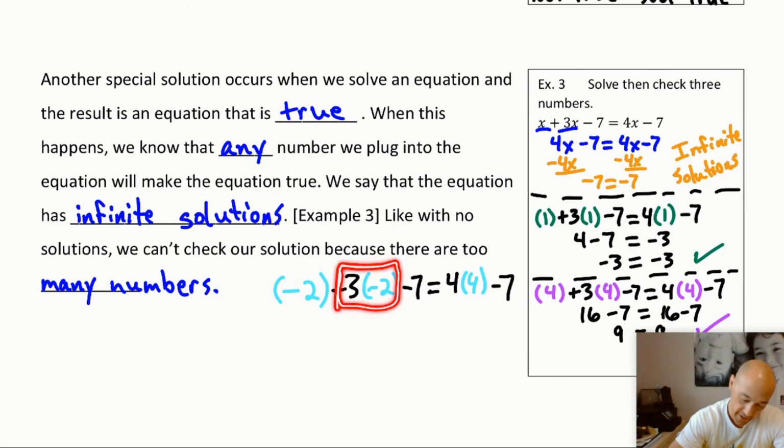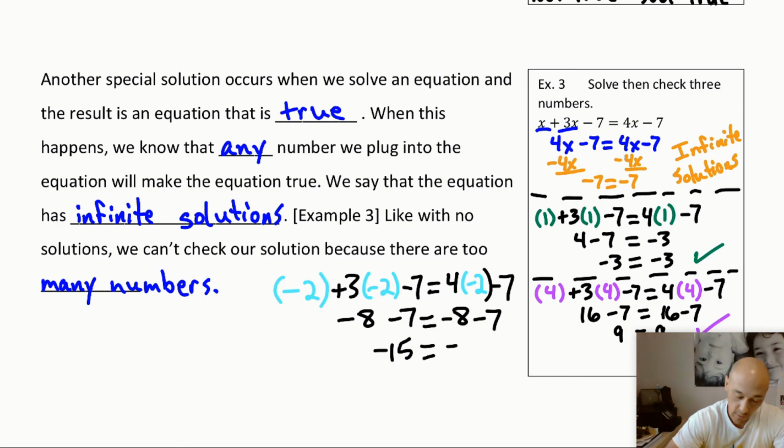This is going to be negative 6 right there. So we have negative 2 minus 6, that's negative 8 minus 7. Oops. Right here, I messed up. I substituted in 4. I should have substituted in negative 2. Sorry about that. Hope you caught that. 4 times negative 2 is negative 8, minus 7. Negative 8 minus 7 is negative 15 equals negative 15, and negative 2 checks.